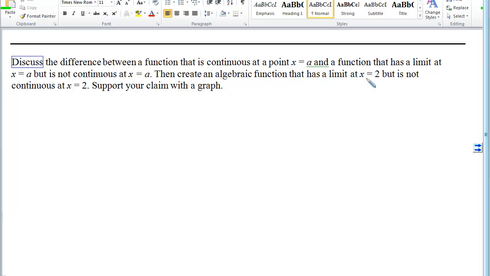So why would you have to pick up your pen on an algebraic function if you also have a limit? So support that claim with a graph, see if you can write it.